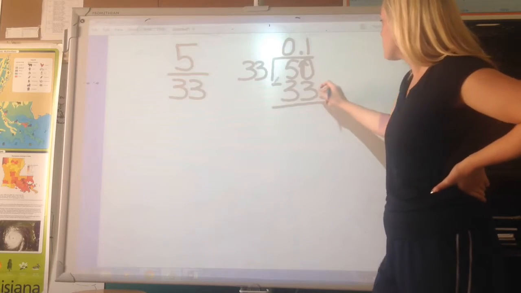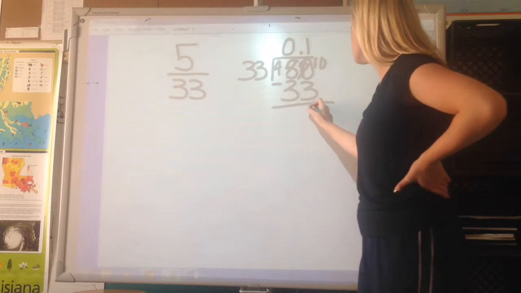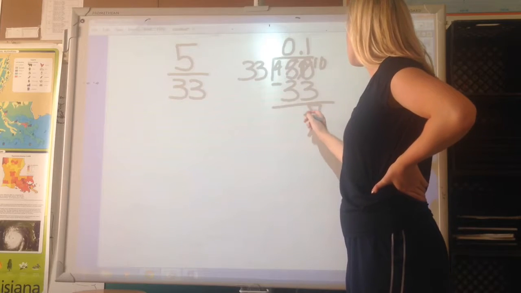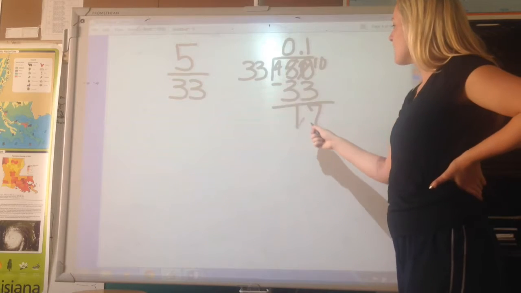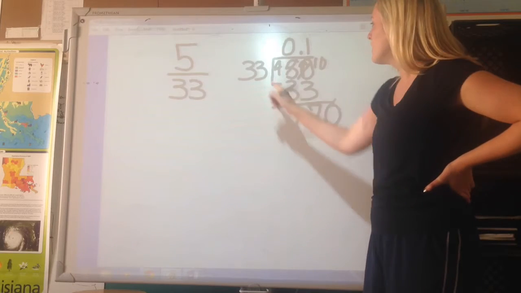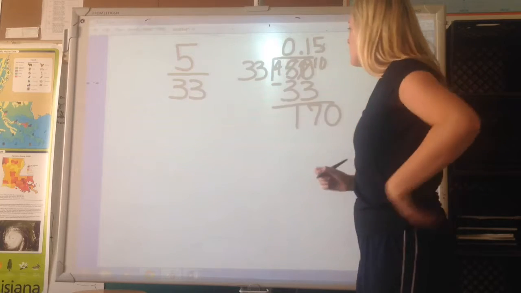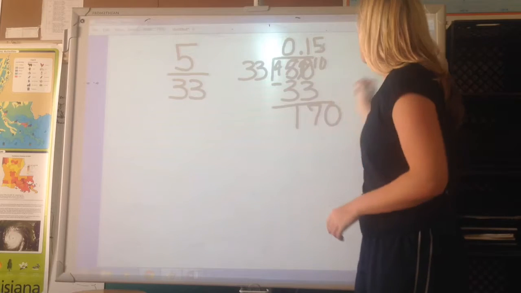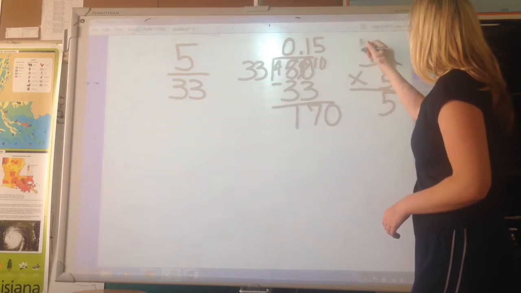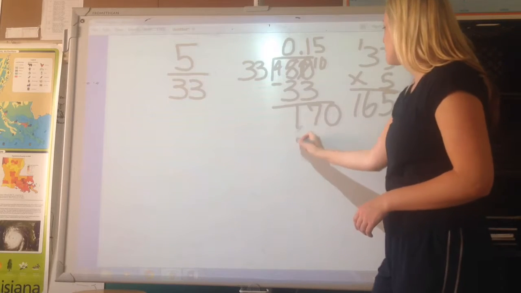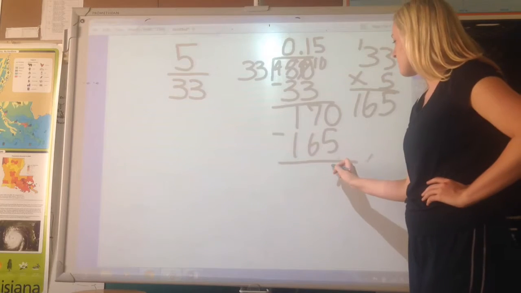I can't subtract 3 from 0, so now I have to go next door and borrow. This becomes 10. 10 minus 3 is 7. 4 minus 3 is 1. 33 does not go into 17, so I know I have to add a 0. 33 does go into 170 5 times. And then if I multiply all this out, 33 times 5, 15, carry my 1, 165. If I subtract 165 from 170, I'm left with 5.